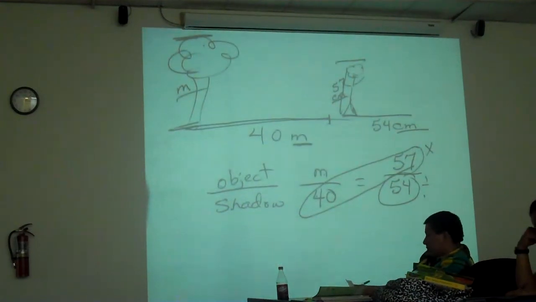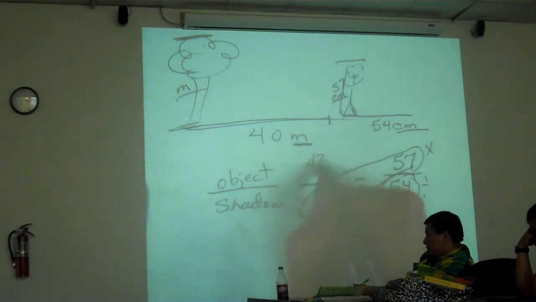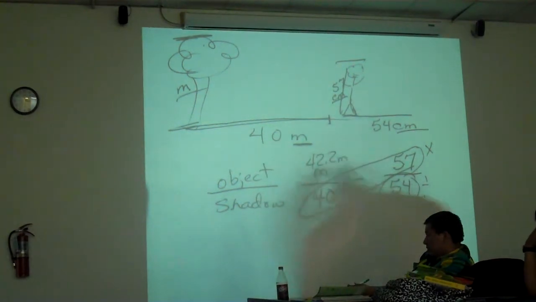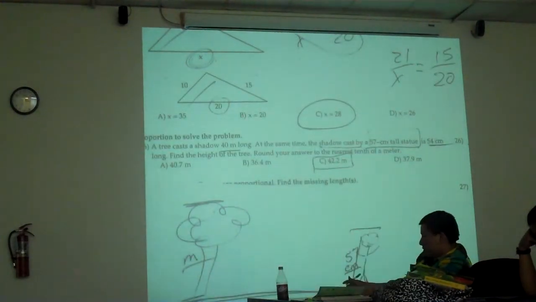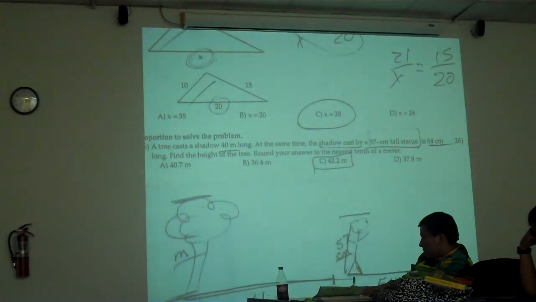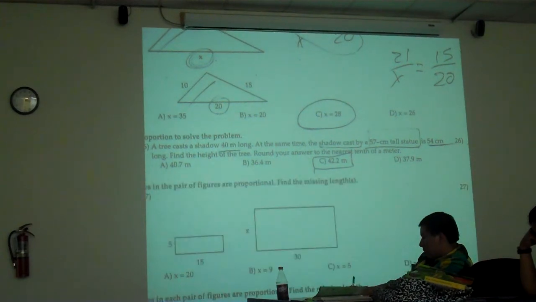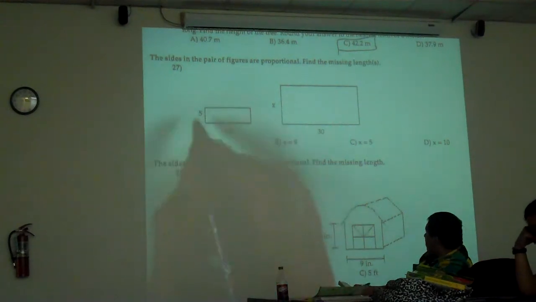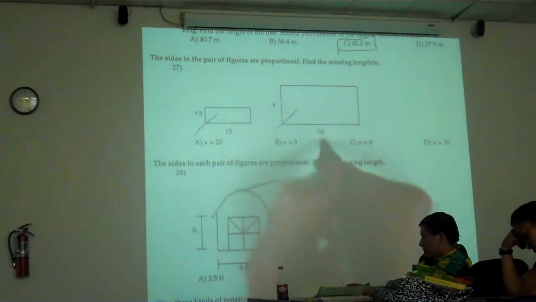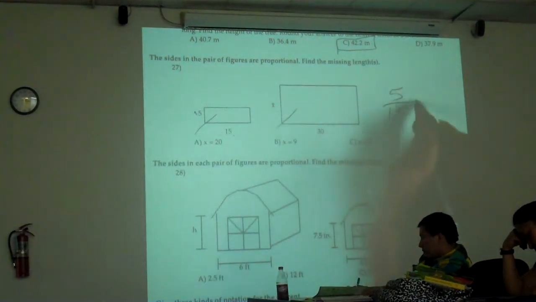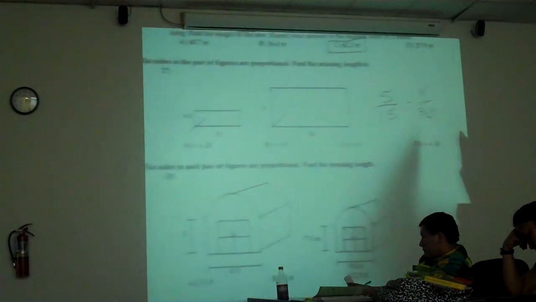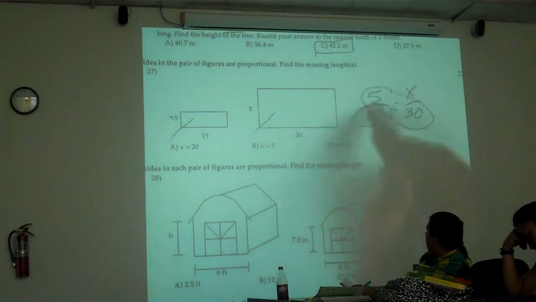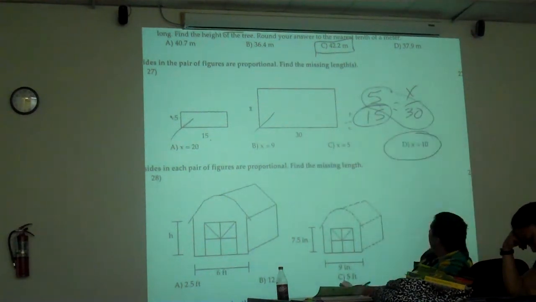42.2 meters, huh? Now let's see if that was there. Yep, it was. 42.2 meters. We have similar objects again. You're just going to go this over this equals this over this. 5 over 15 equals x over 30. You're going to multiply, divide, and you will get 10, right? Yep.